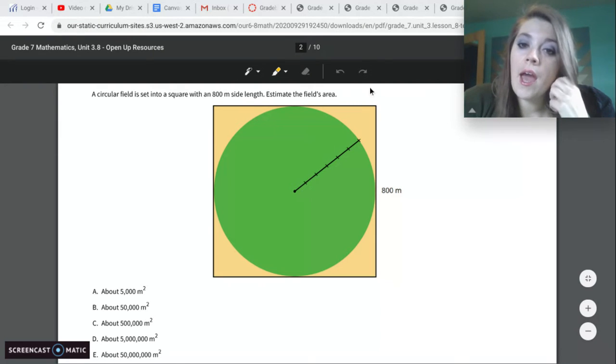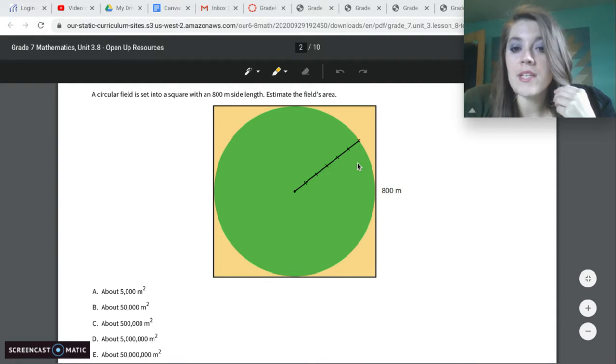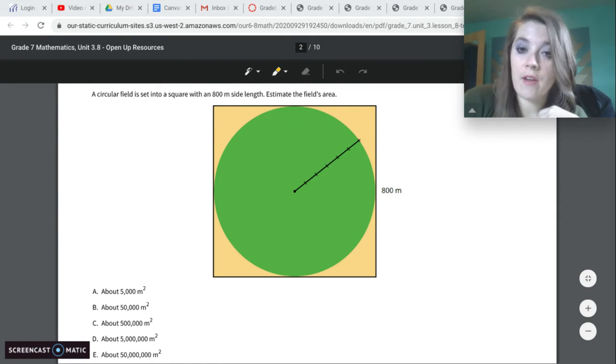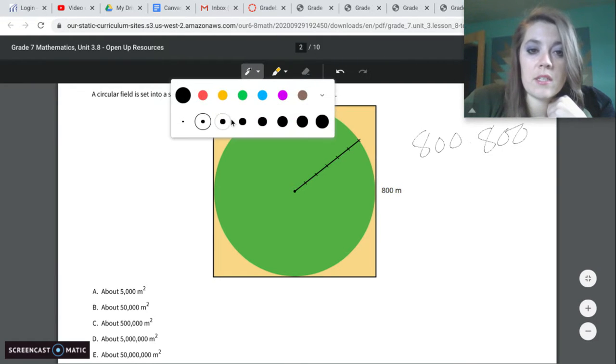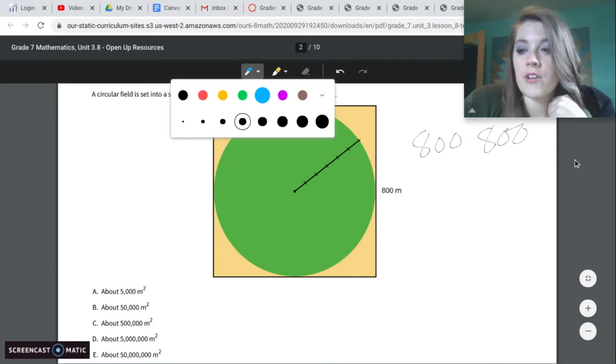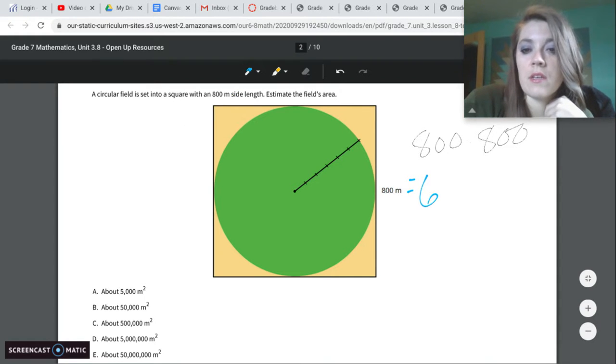Now, being as the circle is contained within the square, we know that it has to be smaller than the area of the square. So we could find the area of the square, and that would give us an approximation on the size of the circle, the area of the circle. So to find the area of a square, we take 800 times 800. Sorry, marker's really fine, isn't it? And so 800 times 800 equals 640,000, and that'd be meters squared.